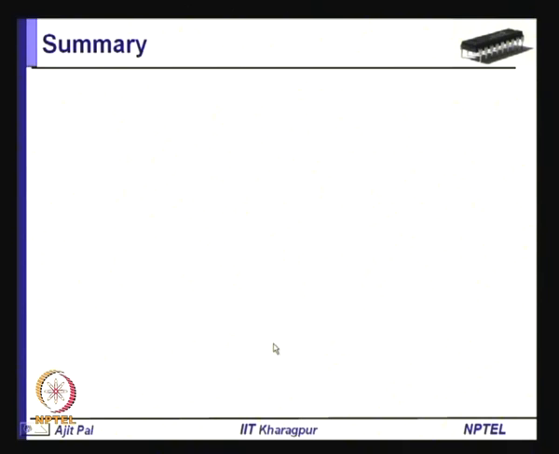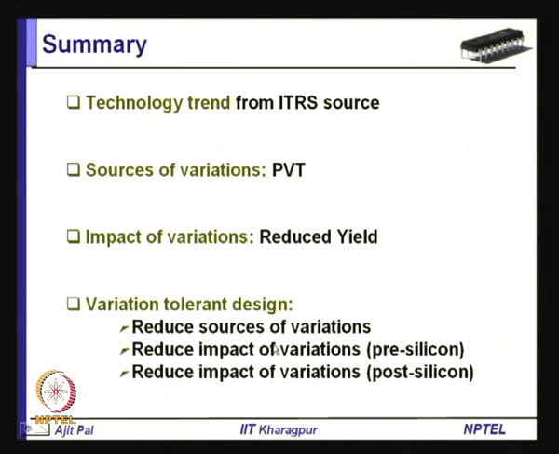So, with this we have come to the end of today's lecture. We have discussed technology trend, sources of variations, process, voltage and temperature, and the impact of variations which leads to lower yield. We have discussed various variation tolerant designs to reduce sources of variations in 3 approaches I have mentioned: at the time of fabrication, then the pre-silicon design approaches and post-silicon approaches, which I have discussed in detail. So, with this we have come to the end of today's lecture on variation tolerant design. Thank you.